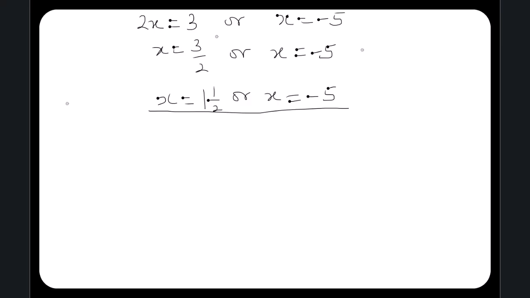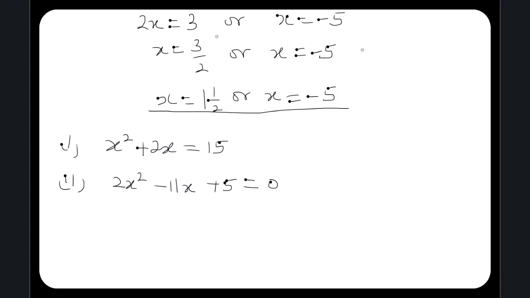The first exercise will be: find the roots of the equation x squared plus 2x is equal to 15. And number two will be 2x squared minus 11x plus 5 is equal to 0.